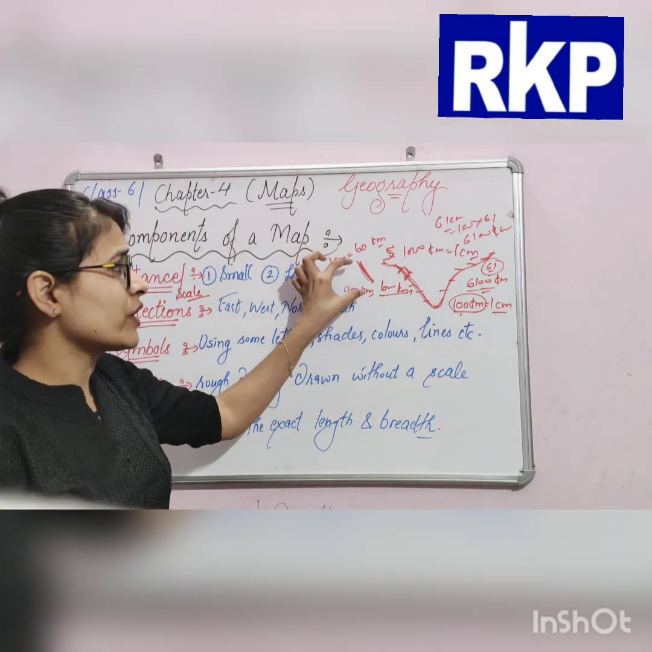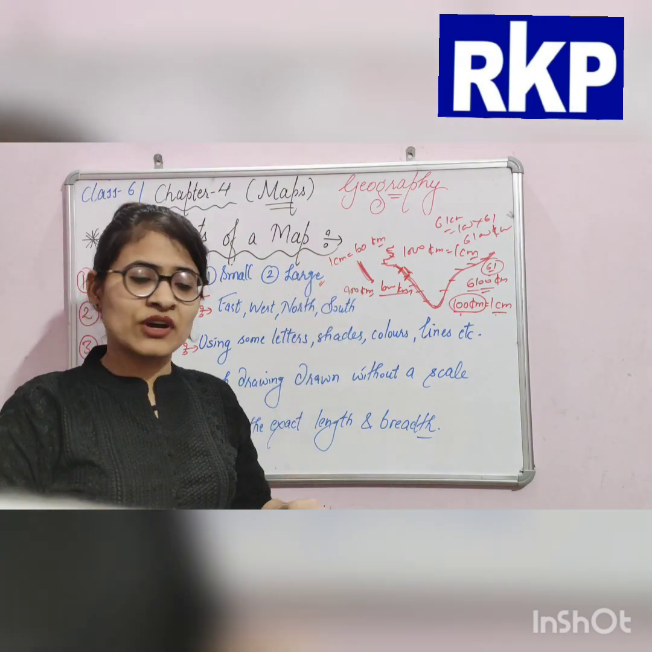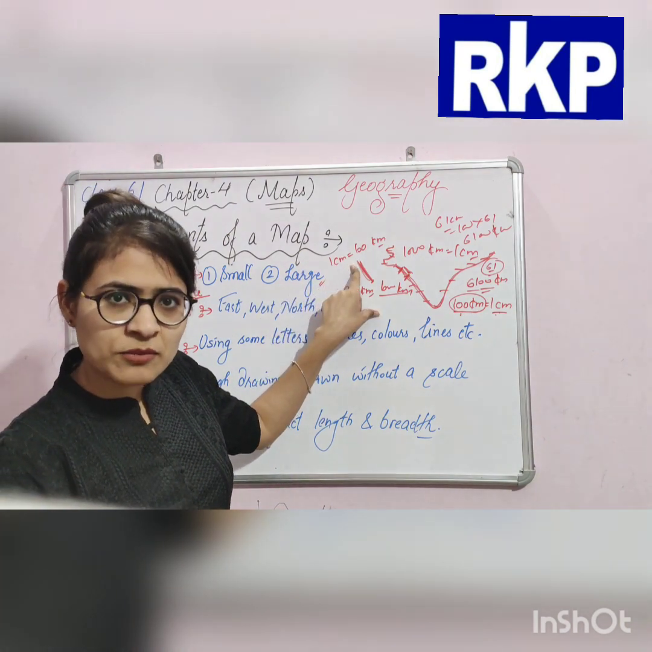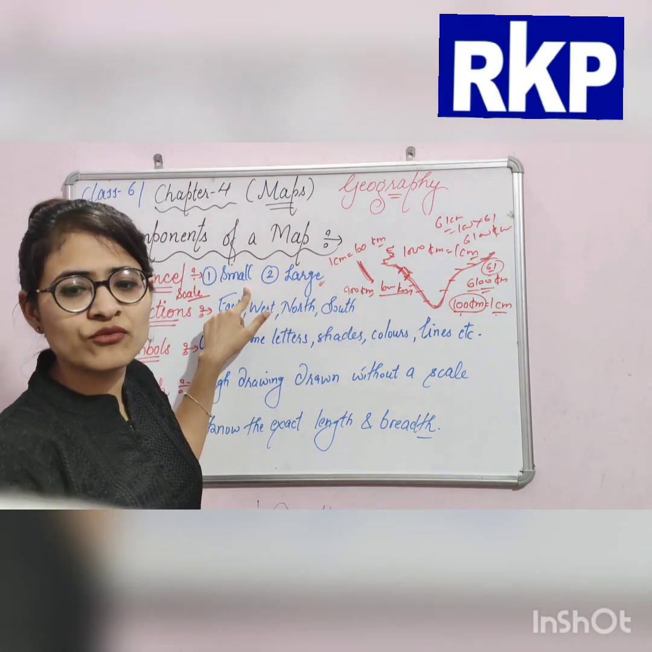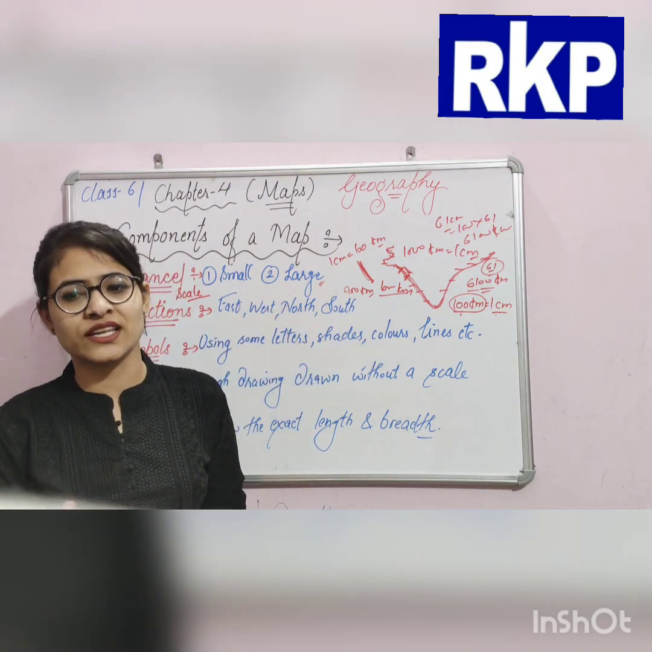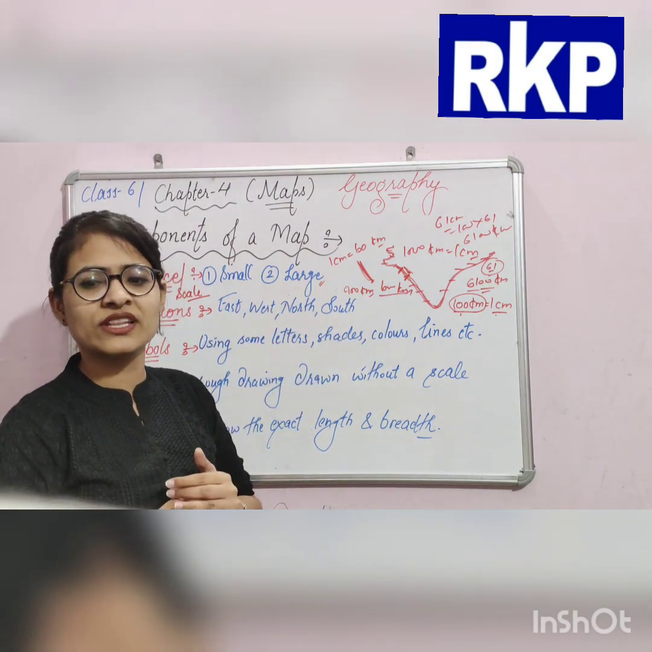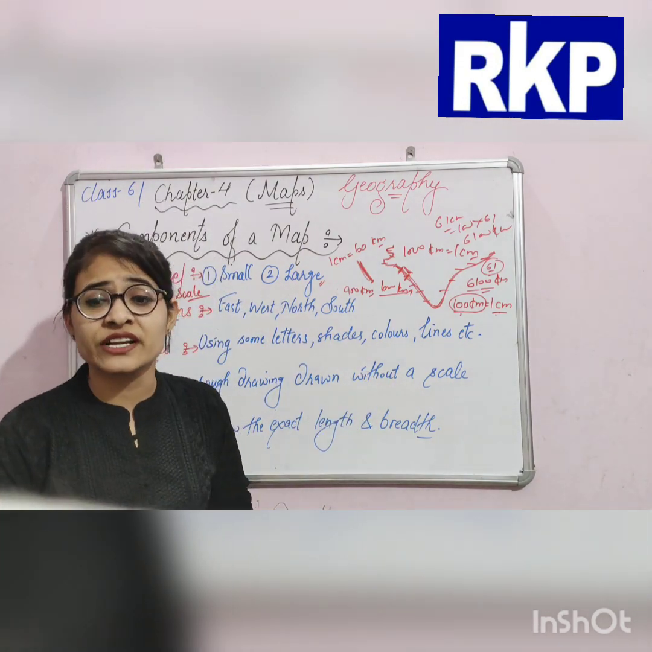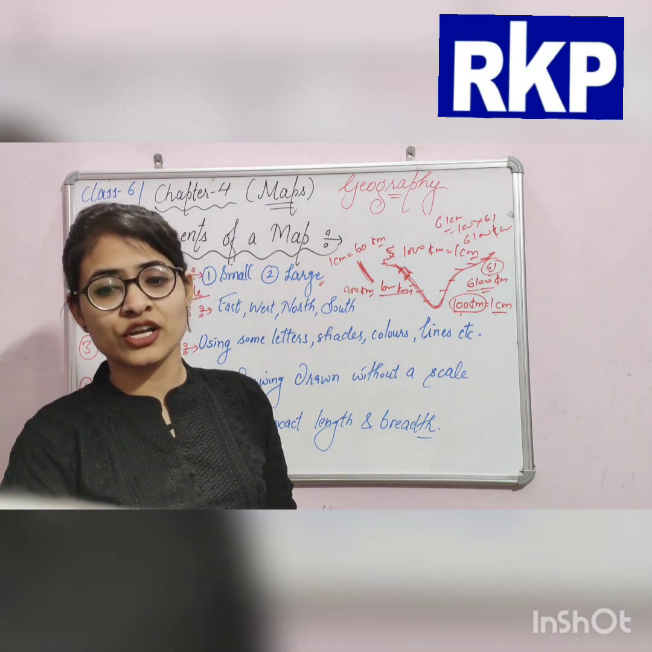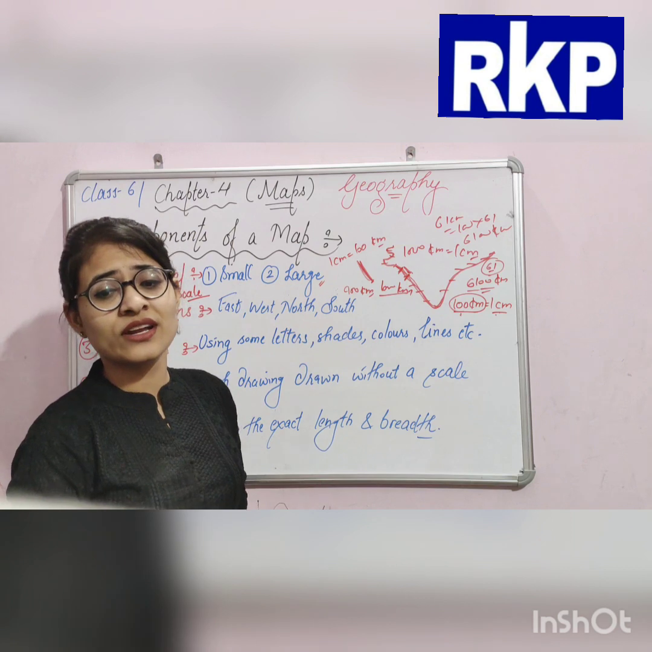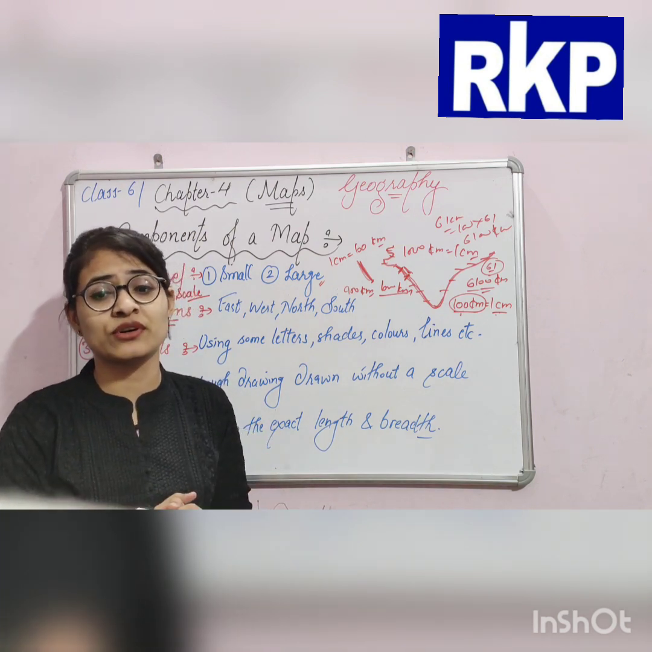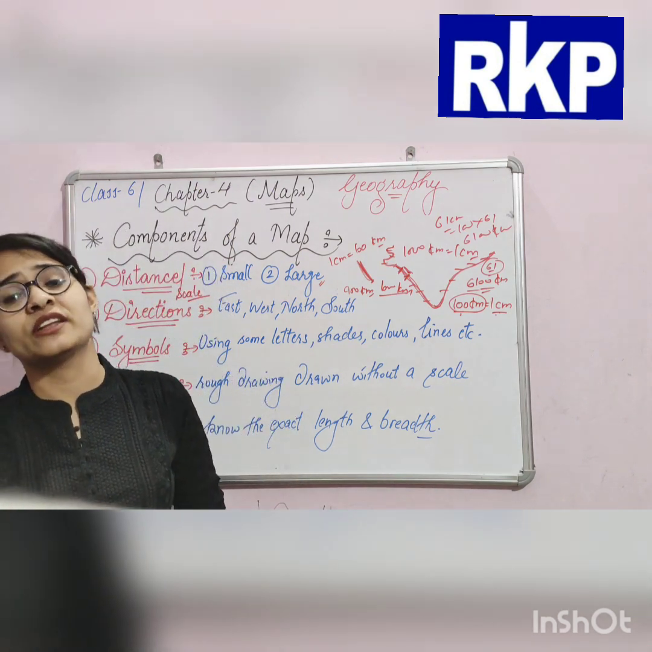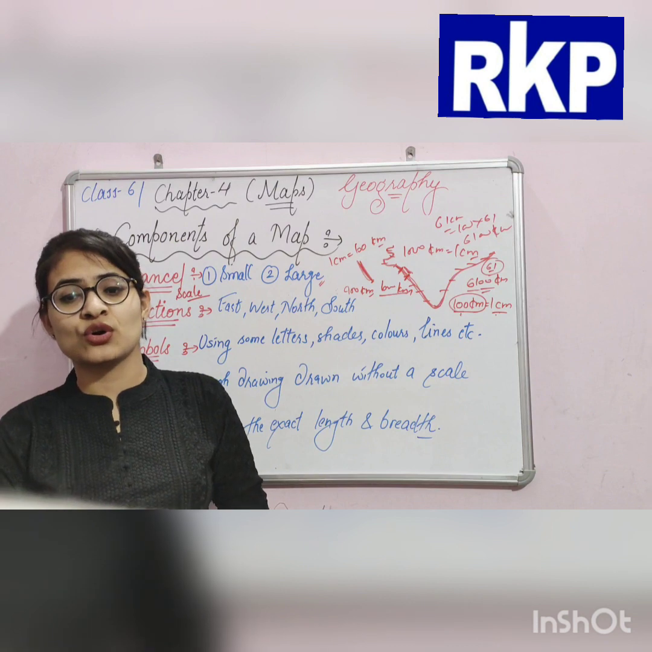When we are showing a small area on a map with a large scale, that will be called a large scale map. And what are small scale maps? In which we have to show large areas on a paper. When large areas are to be shown on a paper, we use small scale maps. It means 5 centimeter is equal to 500 kilometers. And large scale maps are used when a small area is to be shown on a paper, like 5 centimeter is equal to 500 meters of the ground.